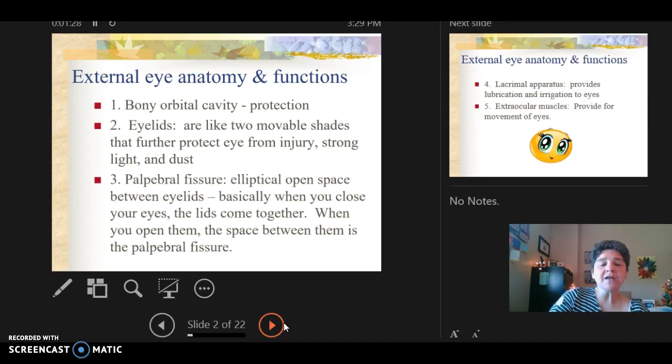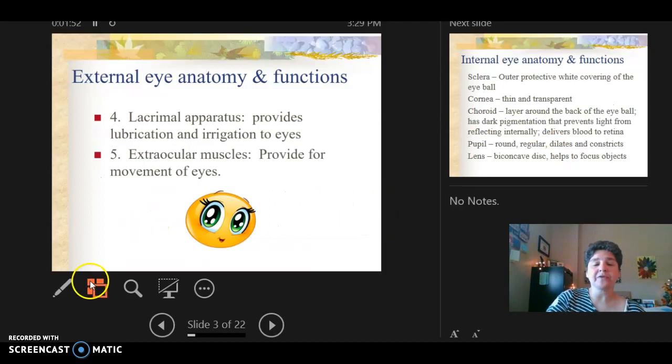And then we have something called the palpebral fissure. So the space between your lower eyelid and your upper eyelid, that space between those two, that's the palpebral fissure. So it's an elliptical open space between the eyelids. The lids come together when you close your eyes. And then again, when you open them, that space is the palpebral fissure.